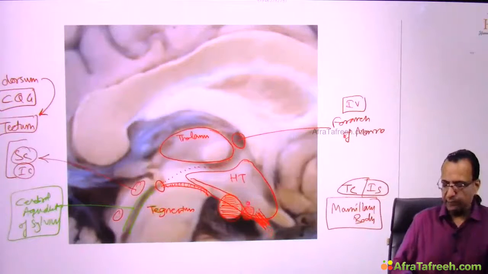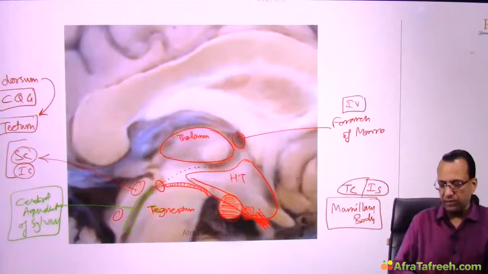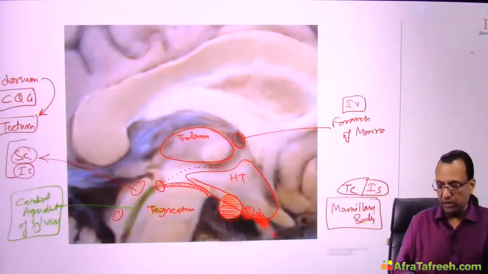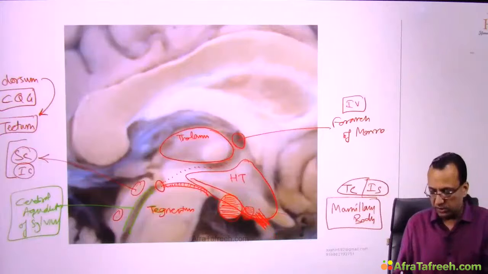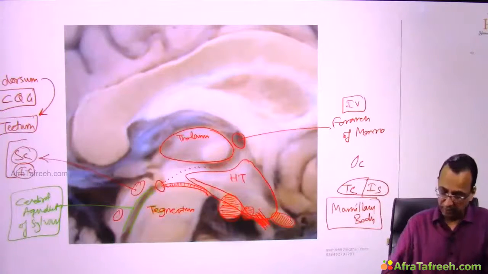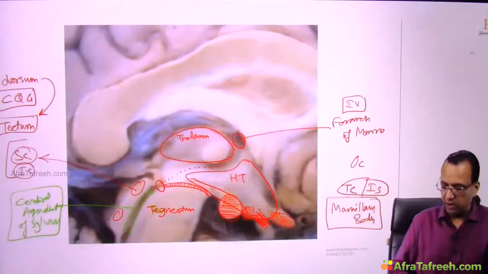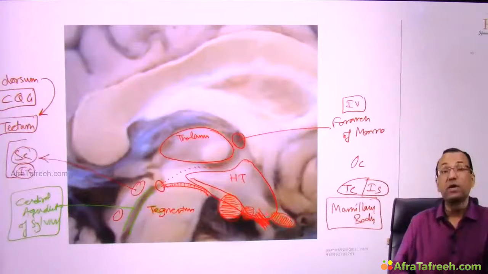The posterior pituitary, neurohypophysis, is a downward extension of the diencephalon part of the brain. It is attaching here and there is some infundibular stalk, pituitary stalk. We'll draw a diagram for that. What is this? This is the optic chiasma. Optic nerve is the nerve of the diencephalon.